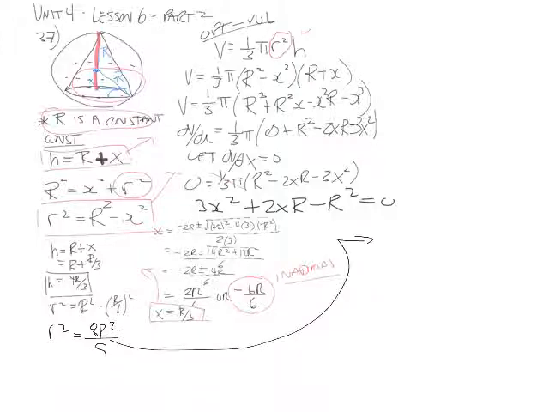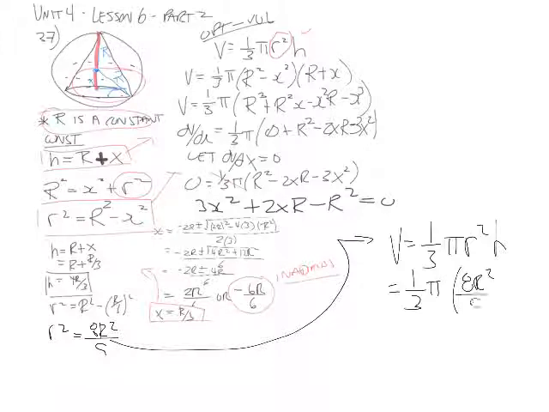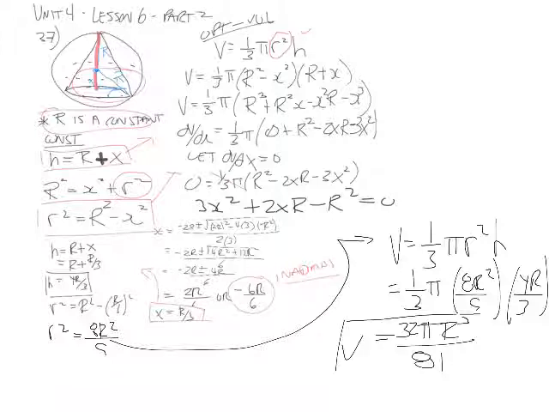Moving over here, for our final answer, volume equals 1/3 pi r squared h, which would be 1/3 pi times 8R squared over 9, and the height we said was 4R over 3. Cleaning that up, across the top we end up with 32 pi R cubed, and on the bottom we end up with 81. So there is the maximum volume that will fit inside a sphere. It's a little bit more challenging, but they all work the same. If you have any questions or need clarification, let me know.